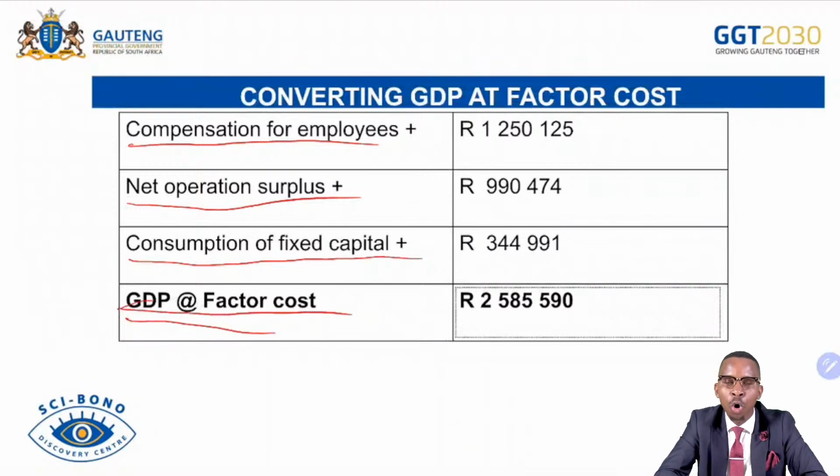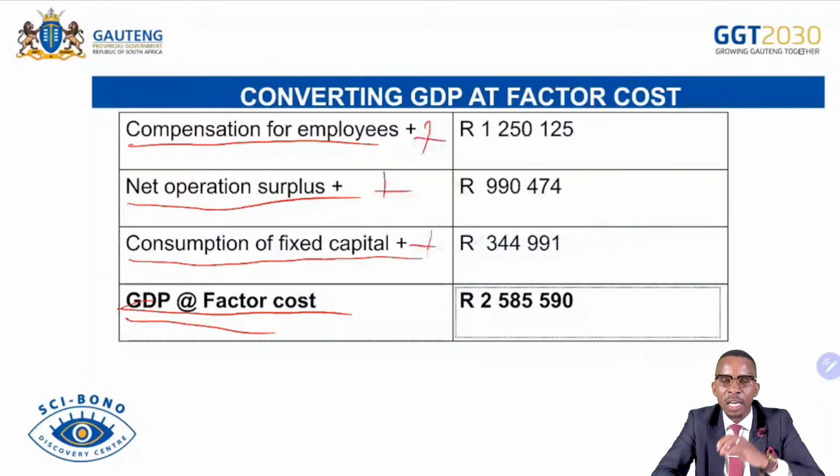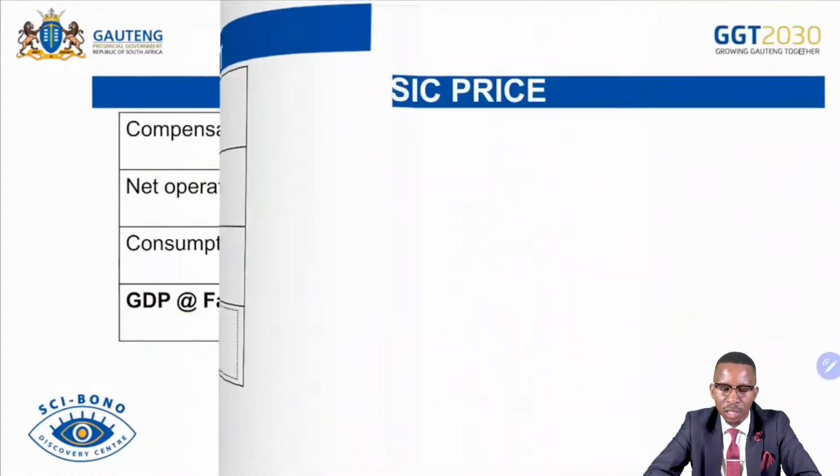They are all positive, and they are added. So if one asks you to convert GDP at factor cost using the income method, these are the three additions that you must take into account. Then you combine them together in addition, and you get the GDP at factor cost.